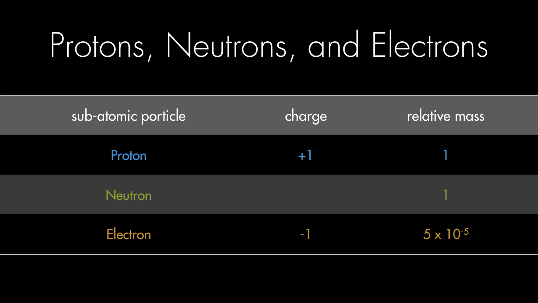The proton and neutron have the same mass, which we just label 1 with no units, and the electron has a far smaller mass that we often ignore for practical purposes. The proton has a +1 charge and the electron has a -1 charge.